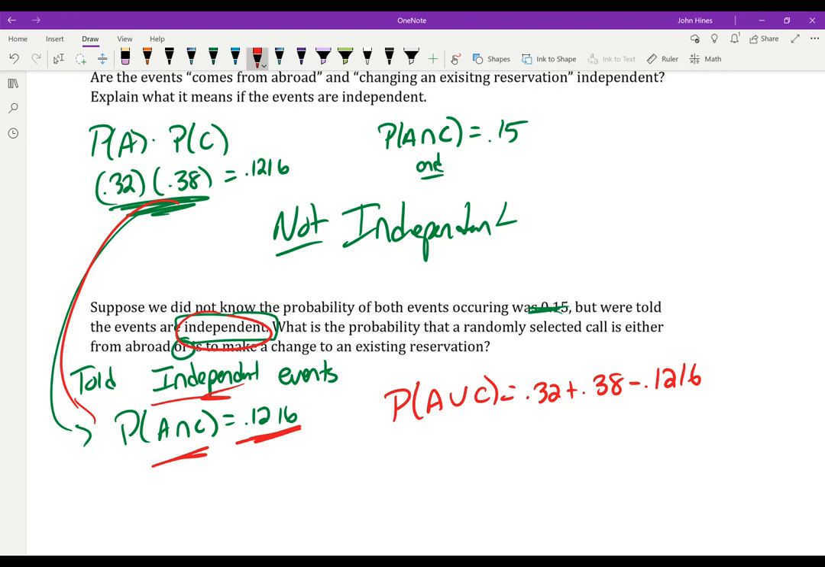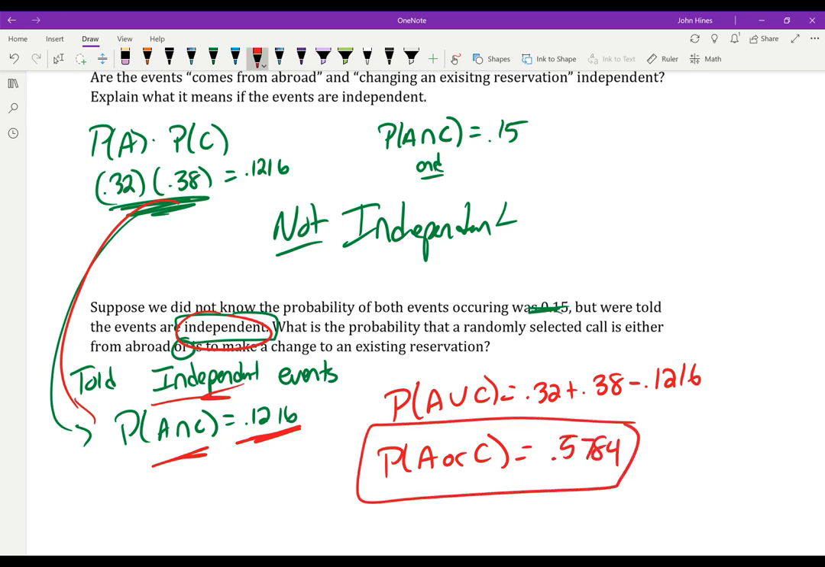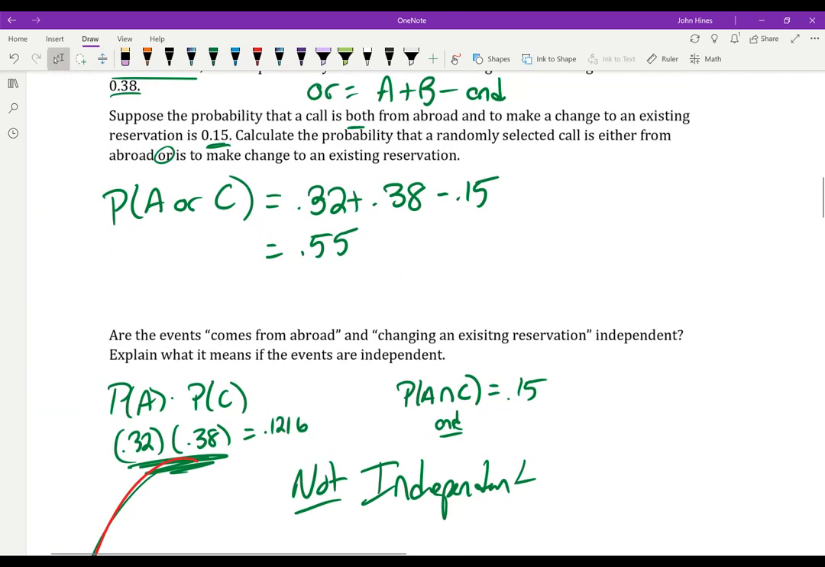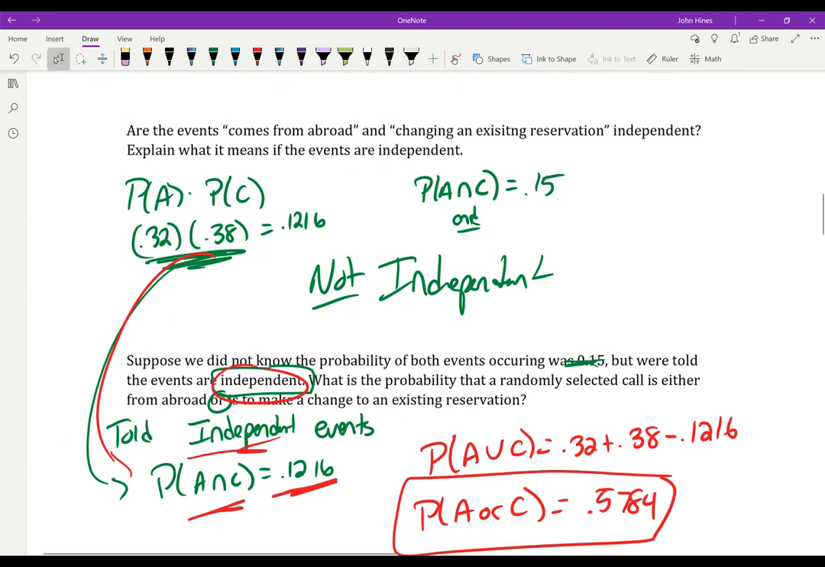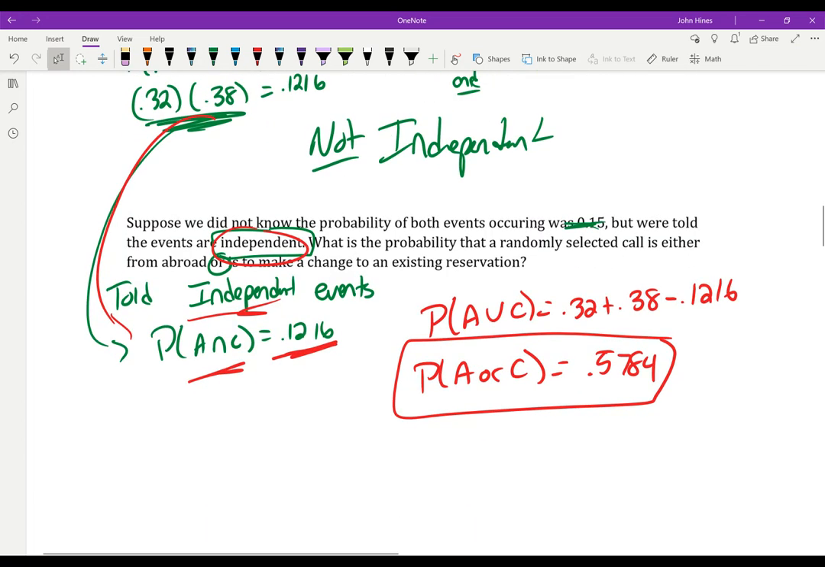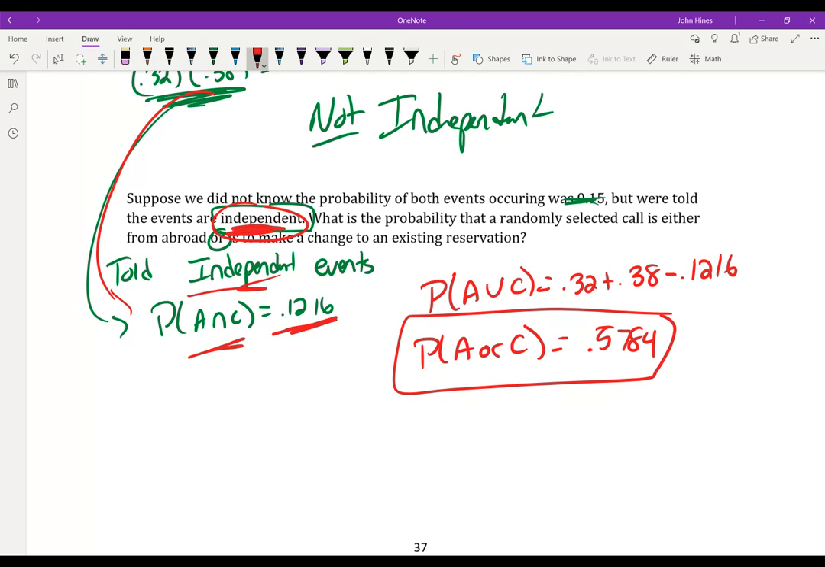So using this OR formula saves you a bunch of time, not having to make Venn diagrams and going through all those steps. So now I get my OR probability is 0.5784. So we can use the OR rule. We can test for independence by finding the product and seeing if it equals the intersection. But here they told me they were independent, so I use that product as the intersection.